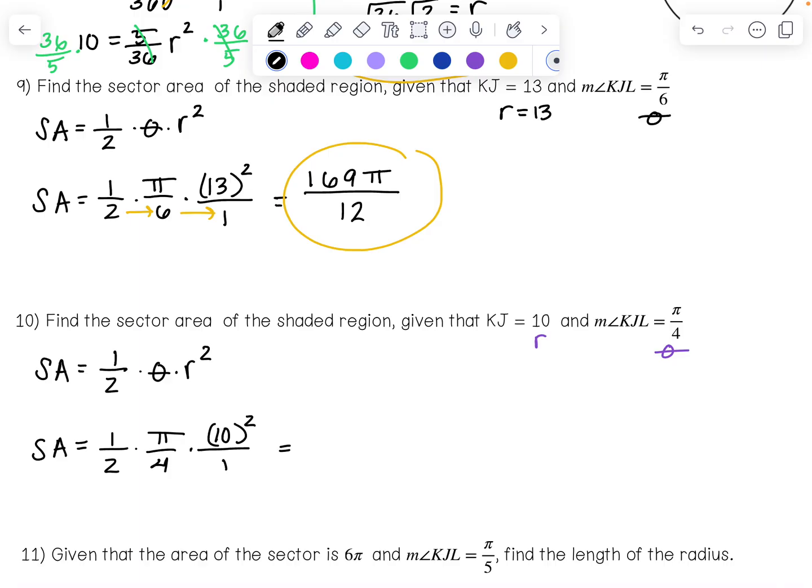Okay, I'm going to do this longhand. So 10 squared is 100, and then I have a pi in the top. 2 times 4 times 1 is 8. And I know that both of those numbers are divisible by 4. So I'm going to go ahead and reduce by hand. So I get 25 pi over 2, which is also what you should get if you're using a calculator.